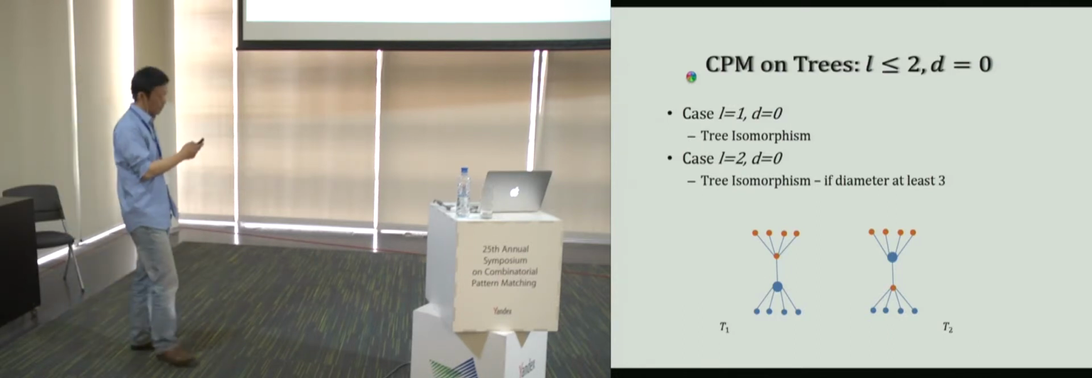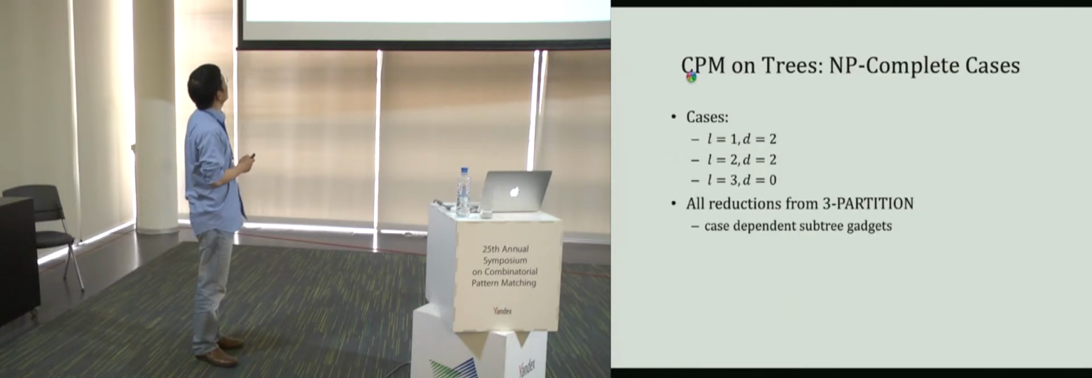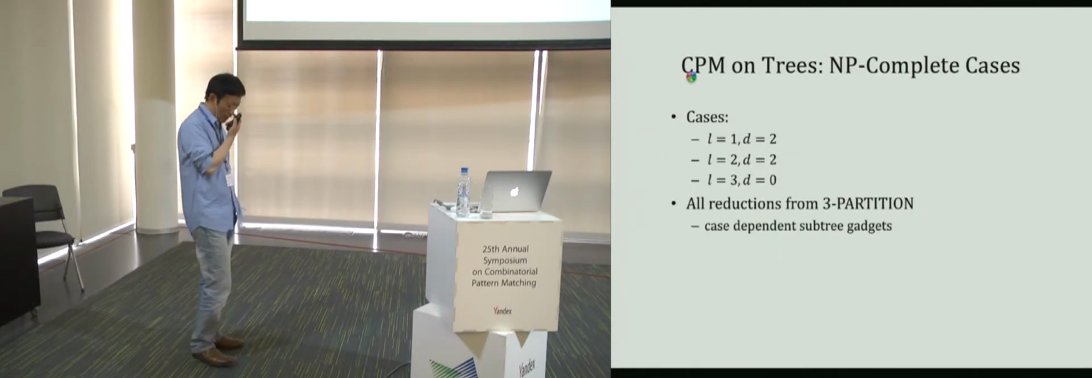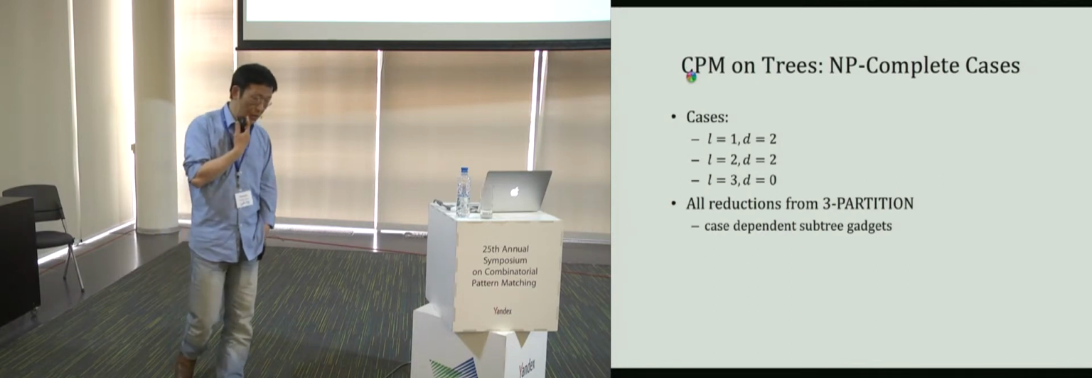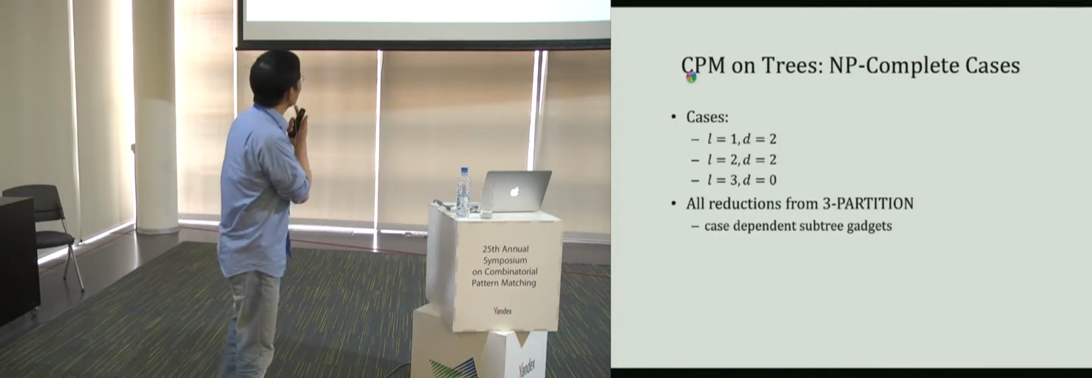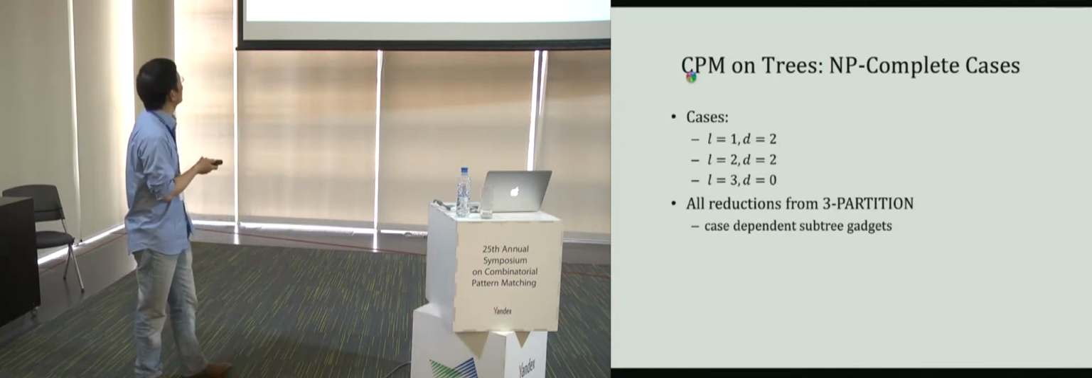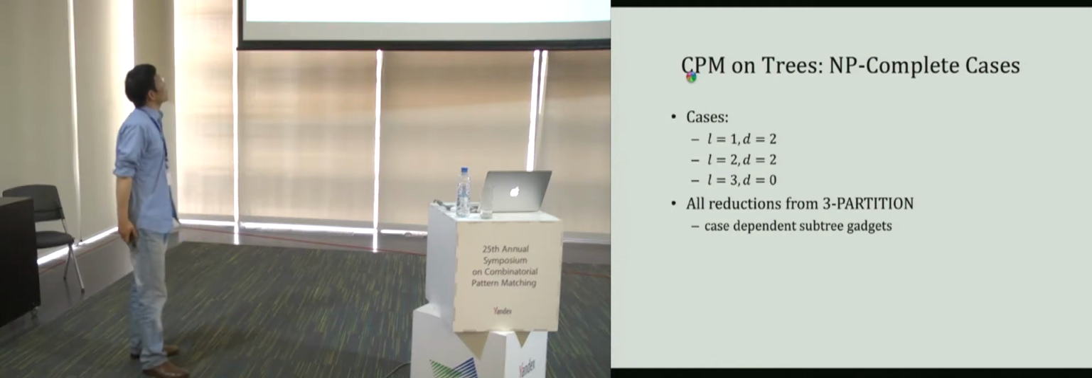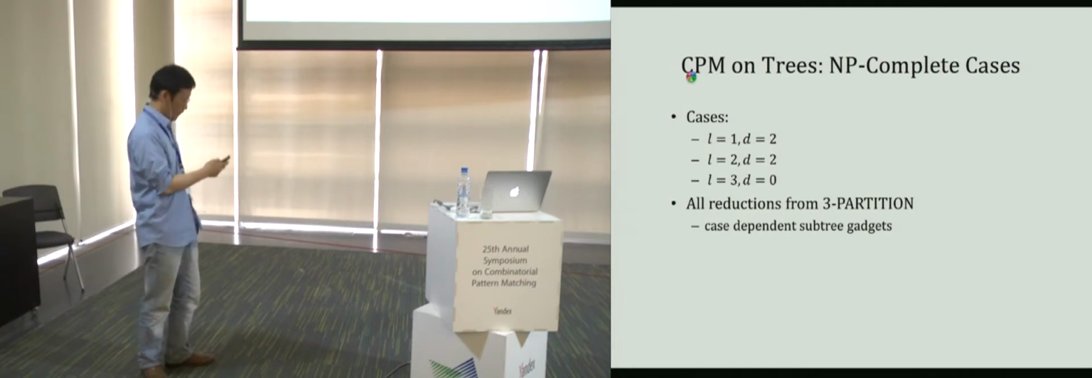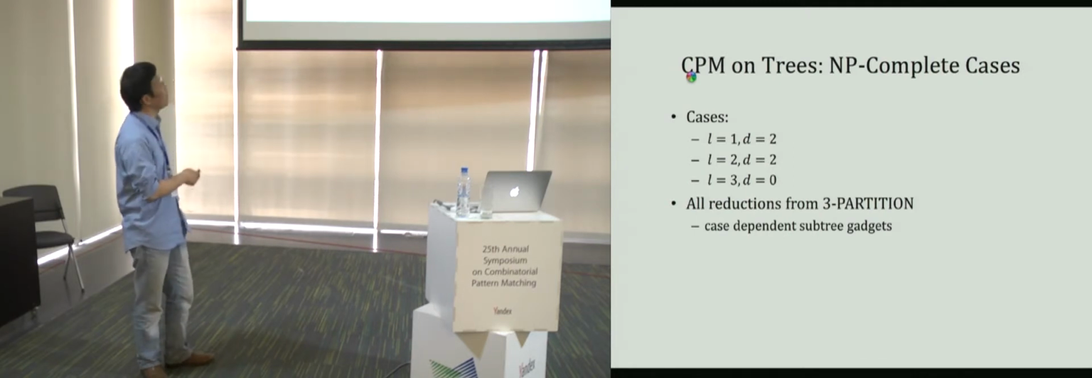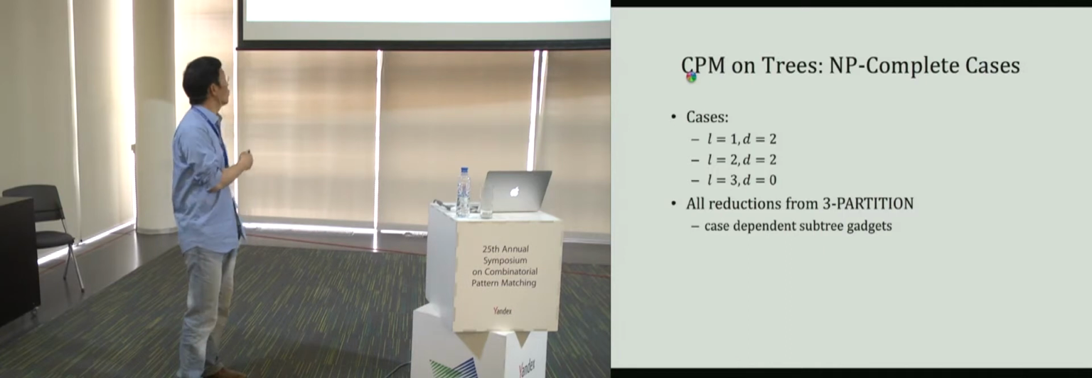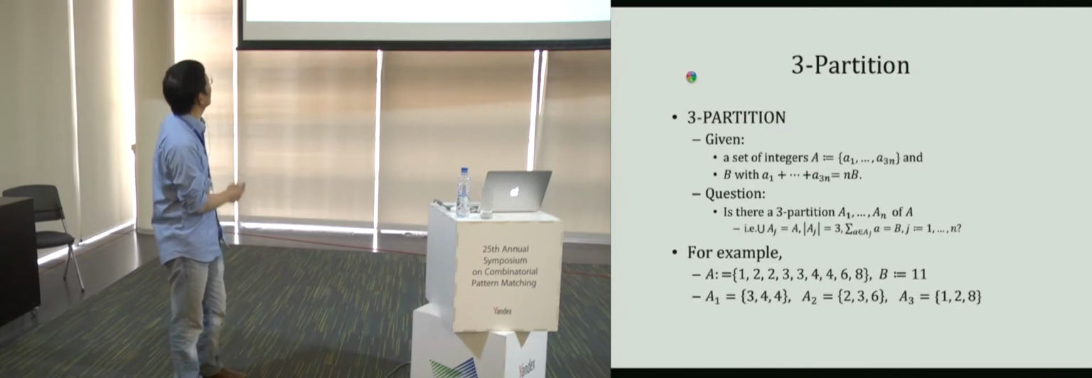So these are the simple cases, and we have several NP-completeness reductions for different cases. All these reductions are from the 3-partition problem. I will also only show the first one.